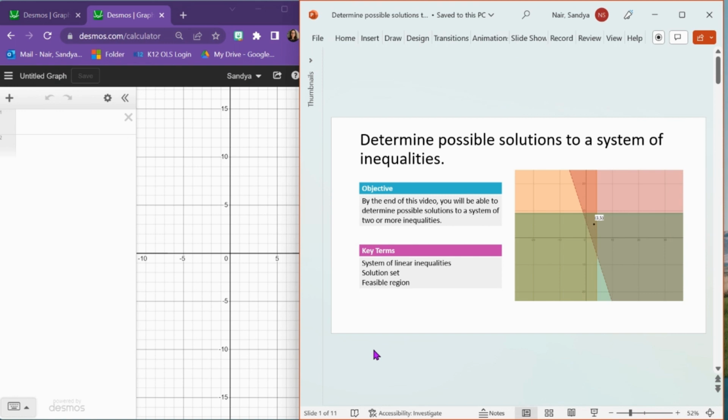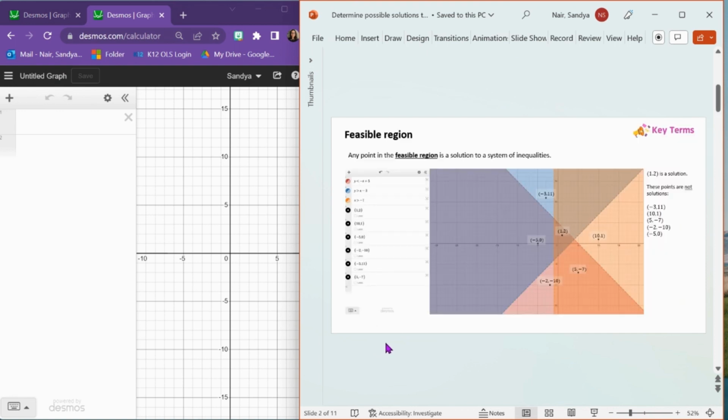So in this video, we're going to talk about how to determine possible solutions to a system of two or more inequalities. So remember, when we were talking about systems of inequalities, we said that any point that's in that overlapping region is going to be a solution to the system. That overlapping region is also called a feasible region. So any point within the feasible region will be a solution to our system.